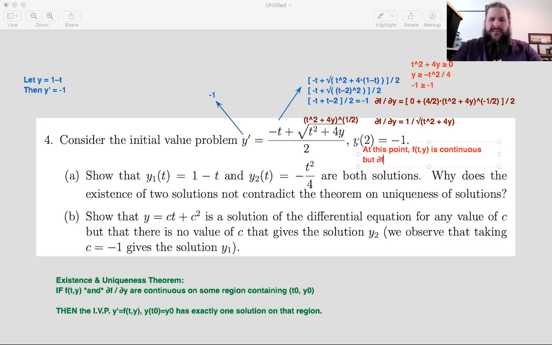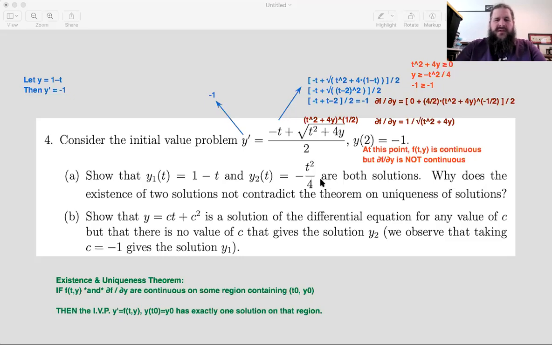So what we can say here is at this point, f of t, y is continuous, but the partial derivative is not continuous. So that means we cannot say that the if part is true, and therefore we can't guarantee that the then part is true. We do have solutions, but those solutions are not unique. There are several solutions, in this case at least 2. Maybe there's more, we haven't checked.